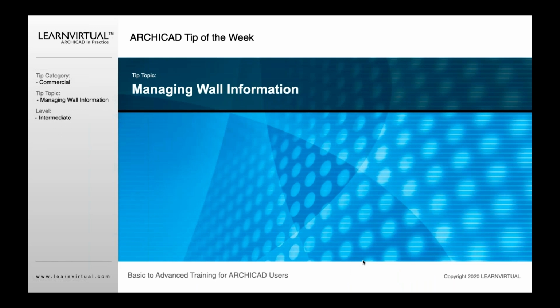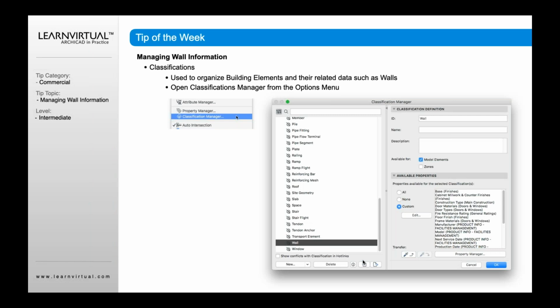This week, our Archicad tip of the week is managing wall information. And we do that with classifications and properties. If you've not used classifications and properties, this is a really powerful part of Archicad because it allows us to not only assign the properties, but also to control them in terms of how things look and also for schedules.